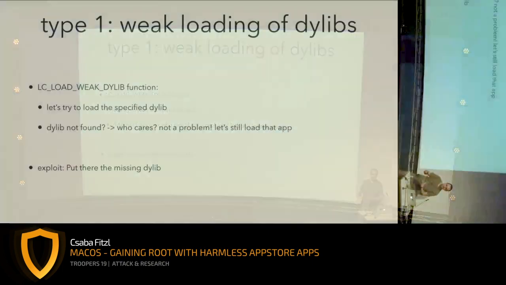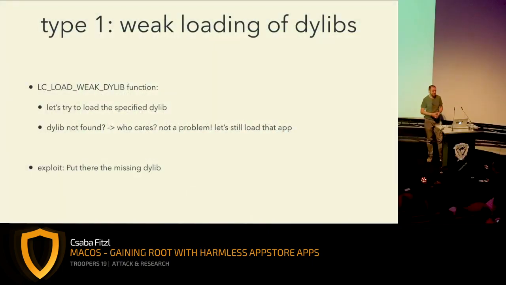So there are 2 main types of dylib hijacking on macOS. One of them is weak loading of dylibs. Basically, there is this LC_LOAD_WEAK_DYLIB function. Basically, it says to try to load a dylib into the application, and if it's not there, then it's not important. The application can still run. So the idea is that you look for an application that uses this function and tries to load a dylib that is actually not there, and to exploit this, you put your own dylib in that place and load it.